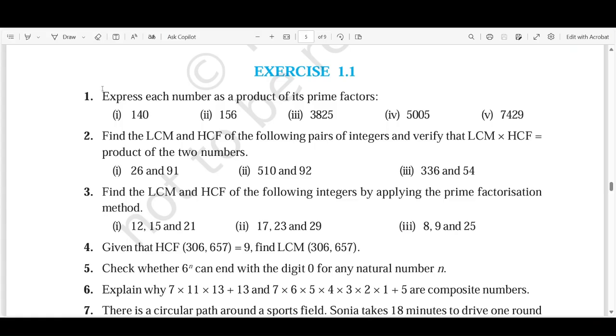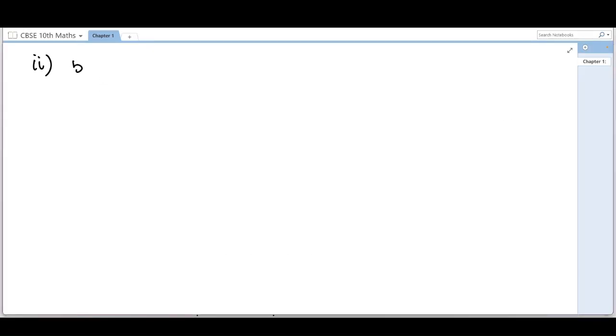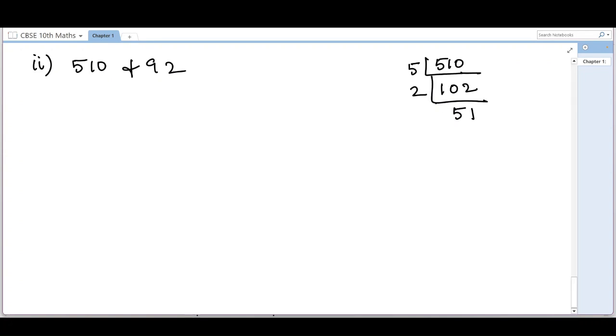Second problem, 510 and 92. So if you find the prime factors, you can go with 2 or 5. So let me go with 5. 102, 51, okay, 92, 23. So thus we have written the prime factors.